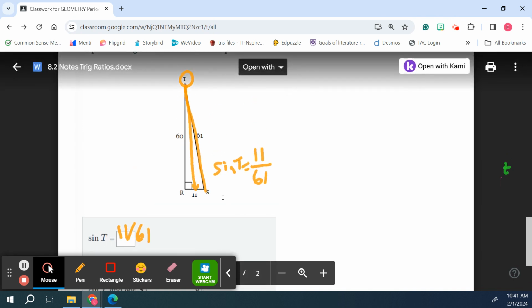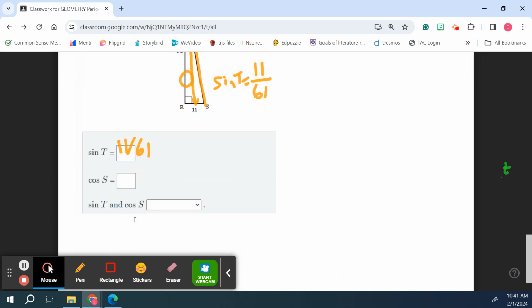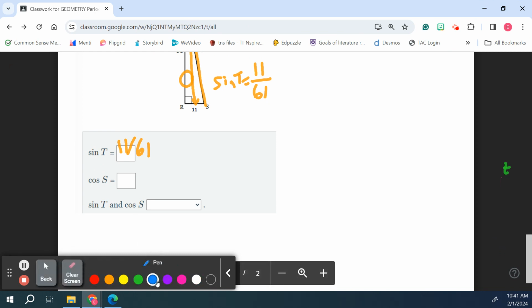Cosine of s. Now remember, the sine of one is the cosine of the other. So what's the cosine of s? We don't even need to do anything with it. It should be the same. 11 over 61, right? Now for this next one. It said the sine of t and the cosine of s are what? Give me the words. They're what? Equal. So we're going to put are equal.